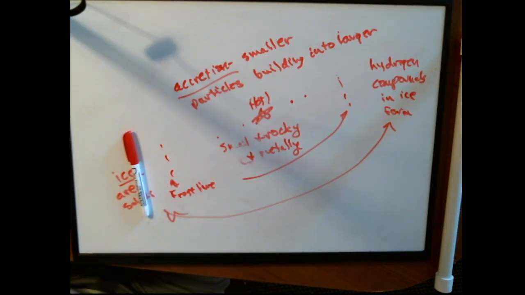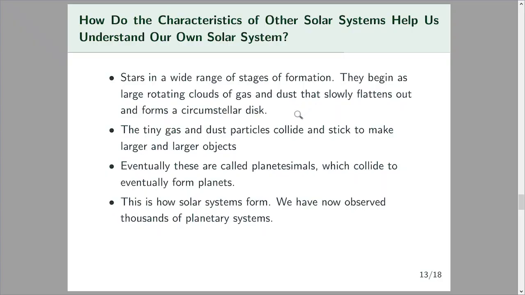So eventually these get to a size where they're called planetesimals. These are just pre-planets. And these eventually collide and form planets. And this is how solar systems form. And this is kind of what we see when we look at them. I'll just give you a few pictures.